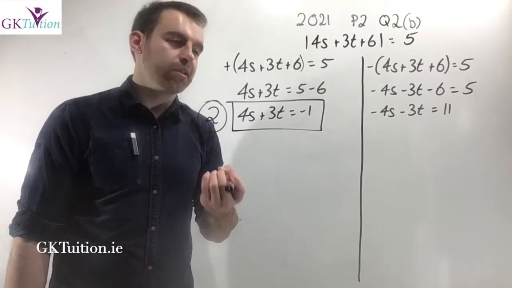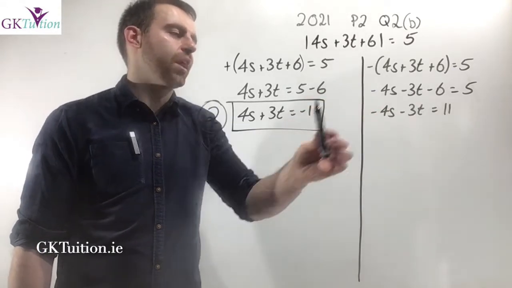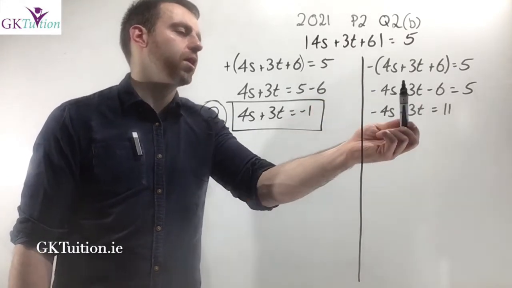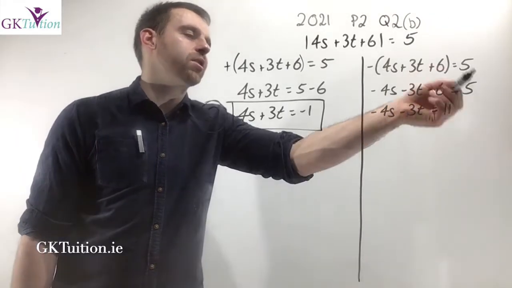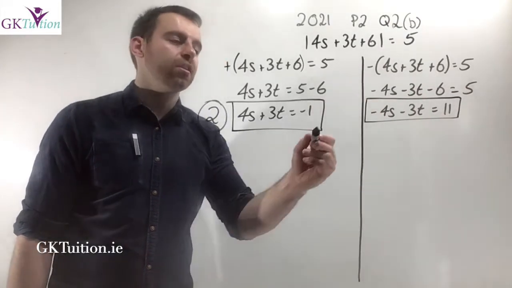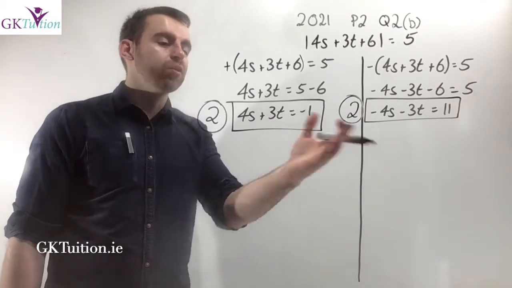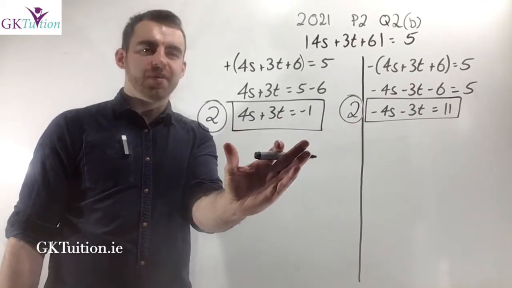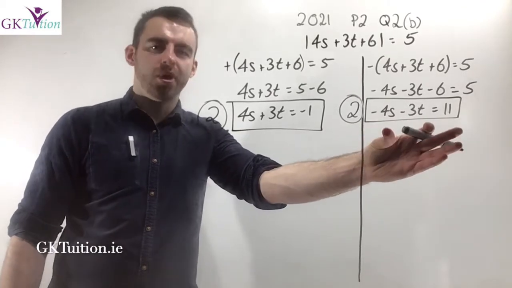There is another possibility though. The other possibility is that you take minus in front of the left hand side. So you end up with minus 4s minus 3t minus 6 equals 5. Then all I did was add 6 to both sides, and this is also a valid second equation. Remember, in the question they've only asked you for one of them, so you only actually need one, and I imagine the vast majority of students would go with the first one. It's a little bit harder to get here, so why would you bother using it?